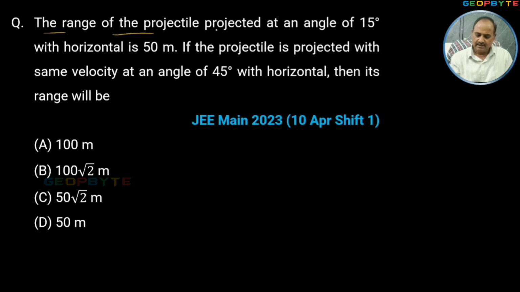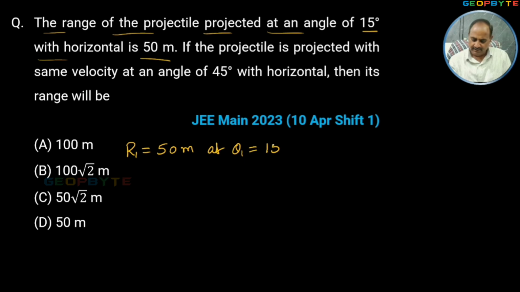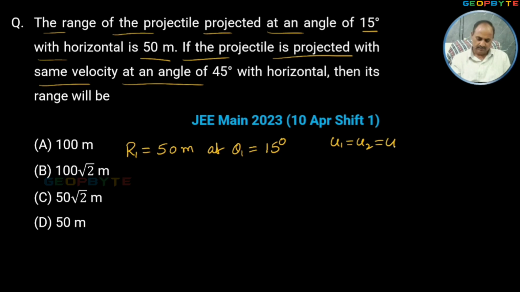The range of the projectile projected at an angle of 15 degrees with the horizontal is 50 meters. The range R1 equal to 50 meters at theta 1 equal to 15 degrees. If the projectile is projected with the same velocity at an angle 45 degrees, condition u1 equal to u2, that is equal to u, what is the range R2 at theta 2 equal to 45 degrees? That is the question. Okay, very simple.